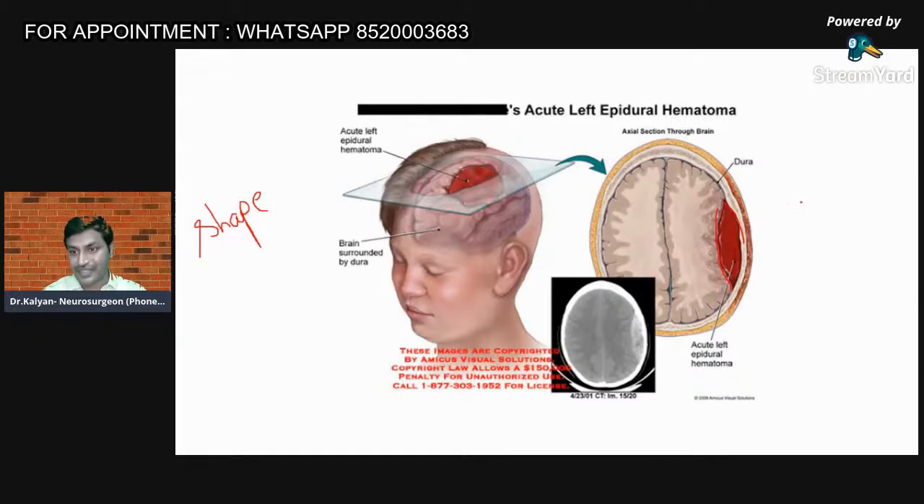See, this is not the shape of a sickle cell. This is the shape of the bleed. But sickle cell shape is this one. No, this is a sickle cell. So extradural bleed looks like this one. So it is not sickle cell.